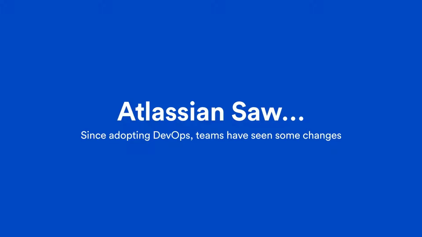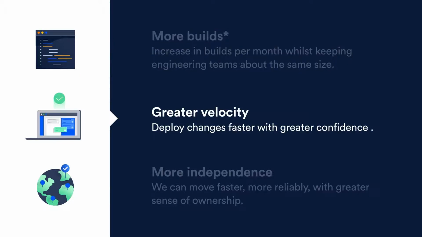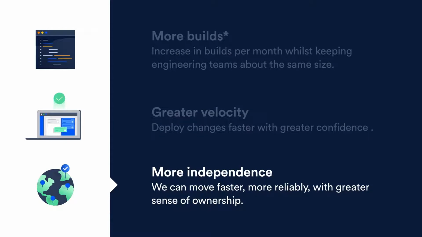Now, over the past few years, teams at Atlassian have been adopting the DevOps best practices I went through today. Since adopting DevOps, Atlassian has seen a large increase in the number of builds run per month, whilst keeping the size of the build engineering team about the same. Teams are also now able to deploy changes with far higher confidence and at a much greater velocity than before. Teams also have a greater sense of ownership and can move faster through software development cycles.